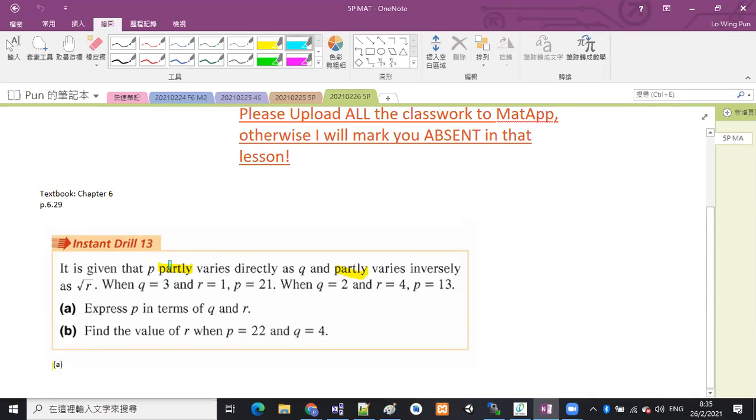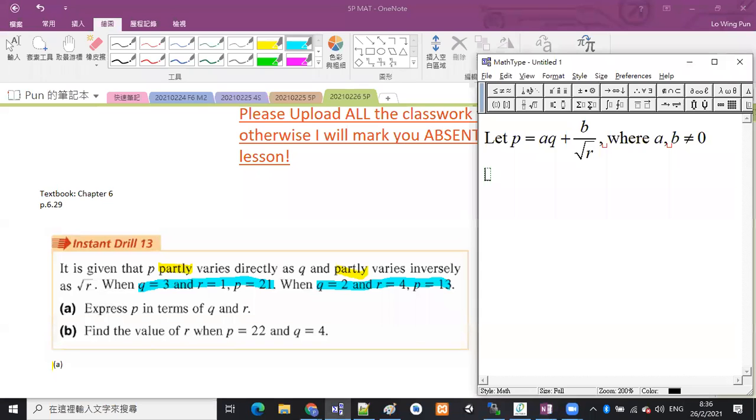Okay, so the question will give you two sets of numbers. The first set: when Q is equal to 3, R is equal to 1, P is equal to 21. Can you see that it is a set of numbers, a group of numbers? Okay, P, Q, and R. And then we also have Q equals 2, R equals 4, and P equals 13. That is the second group of numbers, right?